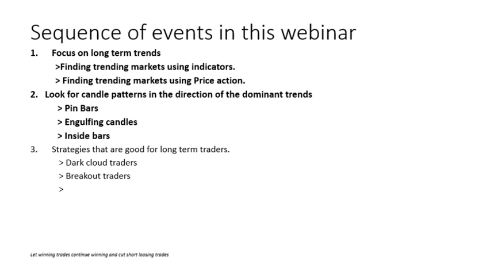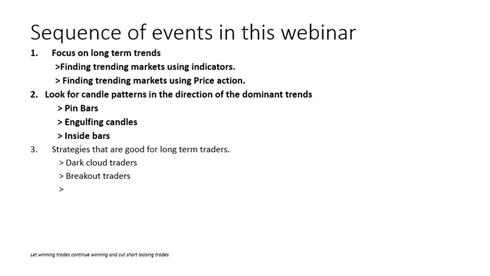Then the next one is we'll look for candle patterns that are in the direction of the dominant trends. With this, we are going to look at pin bars, engulfing candles, and inside bars. Then the last one should be strategies that are good for long-term traders. I've only mentioned two here, which is dark cloud traders and also breakout, but we'll look at tons of others as we continue. So let's start off immediately.